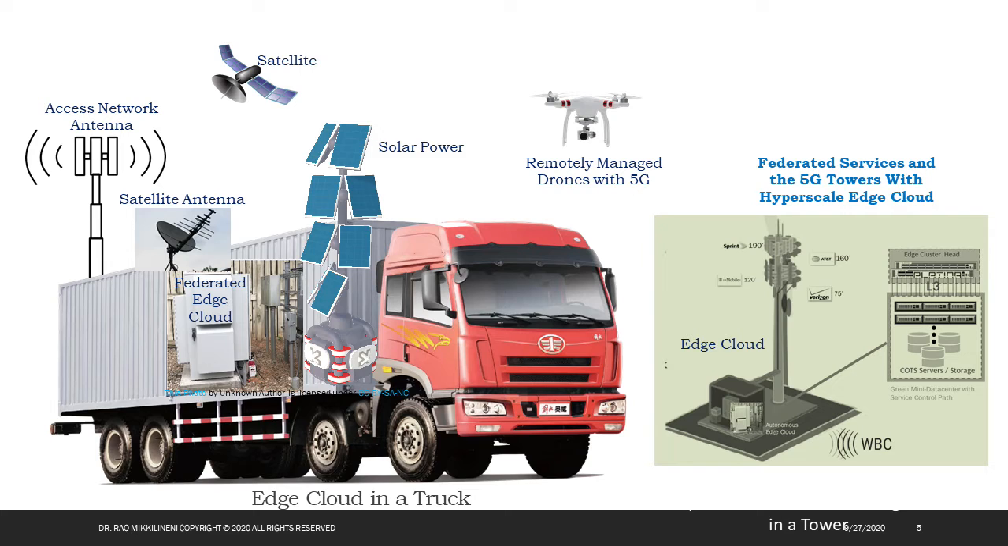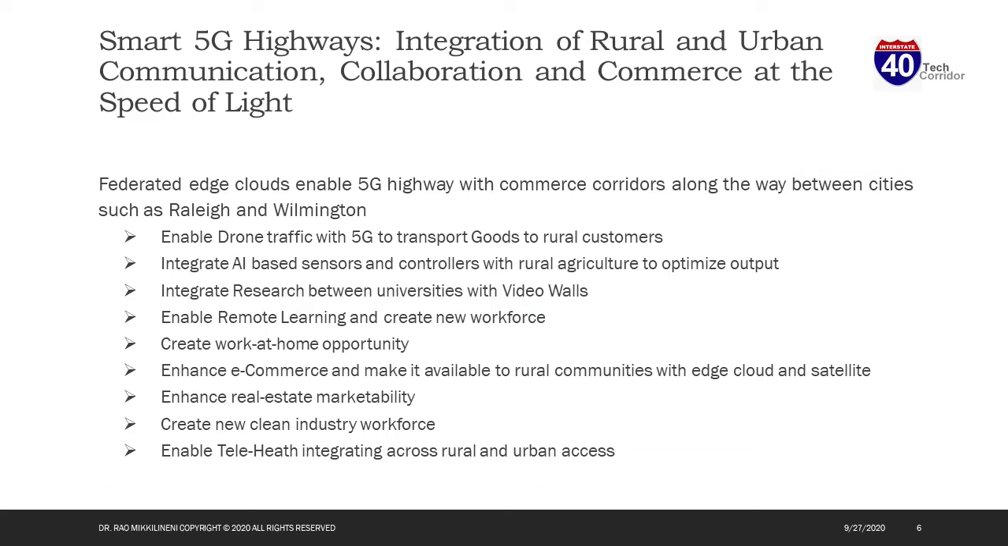Federated edge clouds enable a 5G highway with commerce corridors along the way between cities such as Raleigh and Wilmington in North Carolina that would enable drone traffic with 5G to transport goods to rural customers. Integrate AI-based sensors and controllers with rural agriculture to optimize output. Integrate research between universities with video walls. Enable remote learning and create a new workforce. Create work-at-home opportunity. Enhance e-commerce and make it available to rural communities with edge cloud and satellite. Enhance real estate marketability. Create a new clean industry workforce. Enable telehealth integrating across rural and urban access.